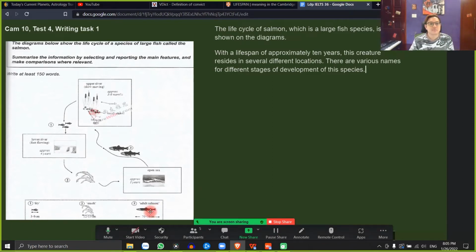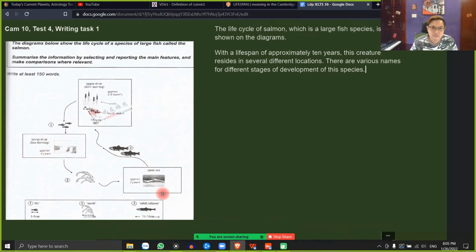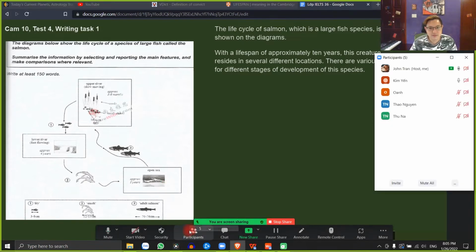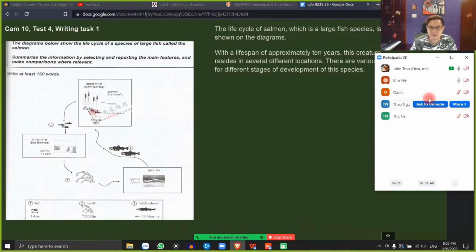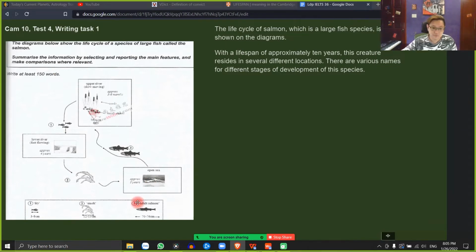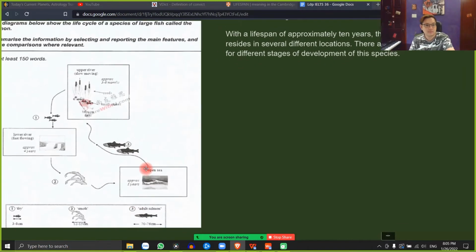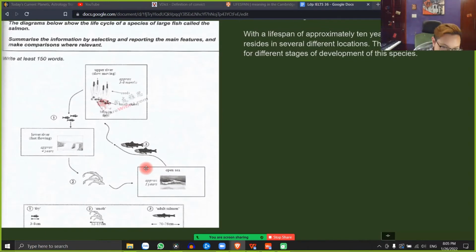What else then? Is there anything else, class? Can you see anything else in its development? Turn on your microphone, please. Do you see anything else in this picture that is worth mentioning?